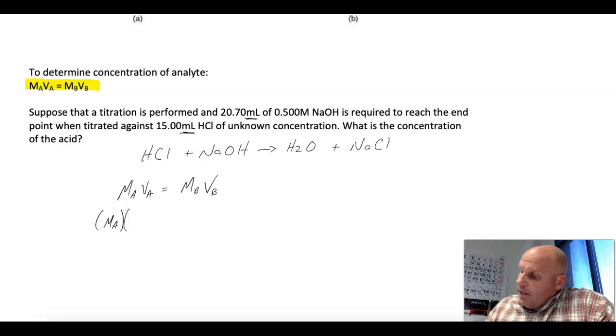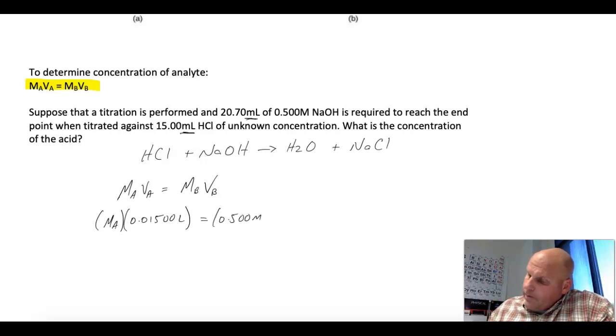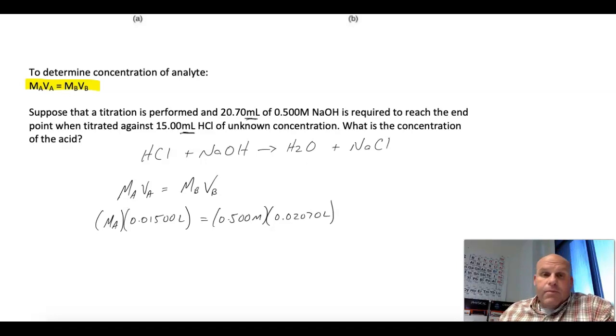So I would have my molarity times my volume of my acid, which would be this value in liters, times the concentration of my base times the volume of my base, again in liters. And a pretty straightforward calculation here would allow me to calculate the molarity, or the concentration, of my acid to be 0.690 molar.